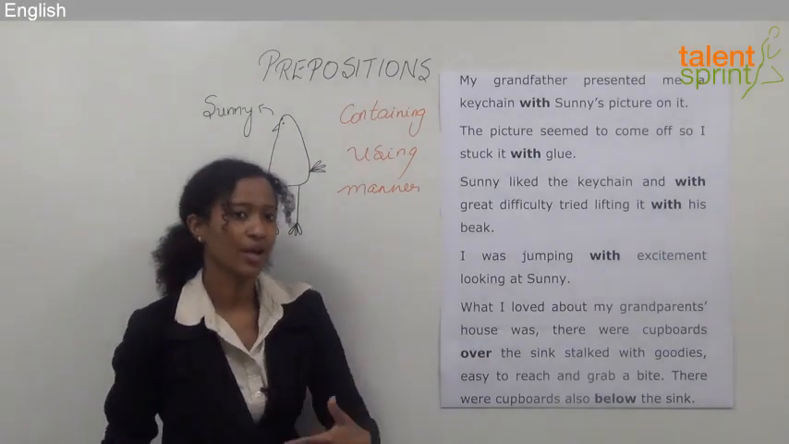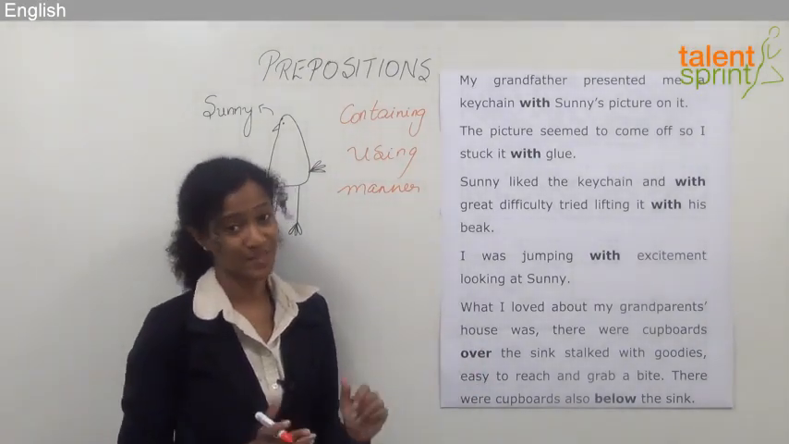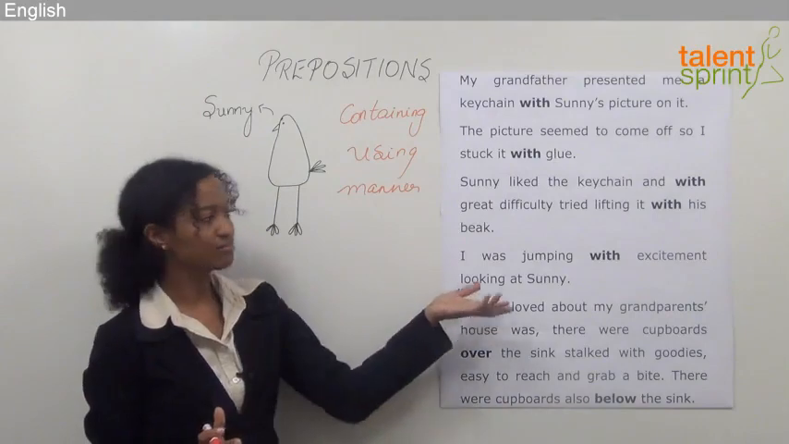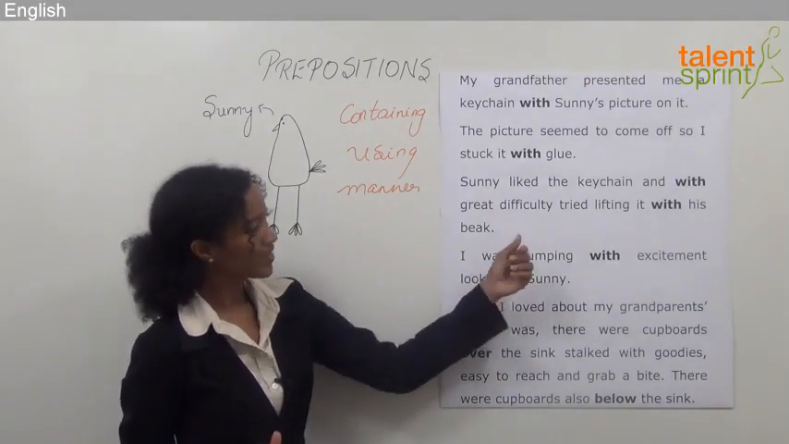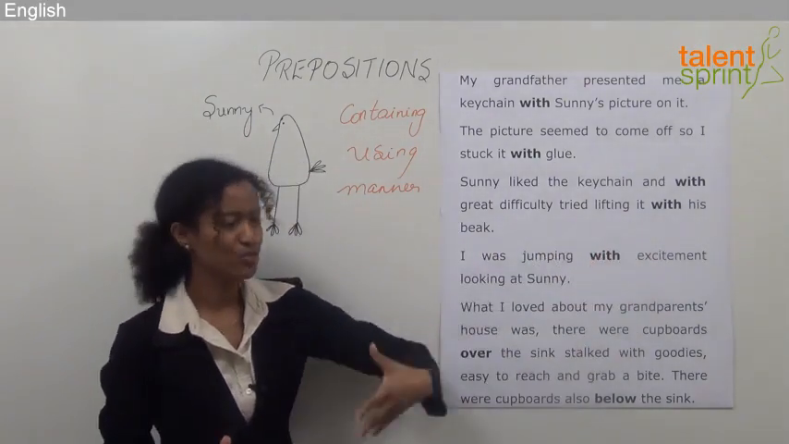If it was I, I would have lifted it with ease. But because it was Sunny, the birdie, it was with great difficulty. With his beak, again, with here means using his beak.